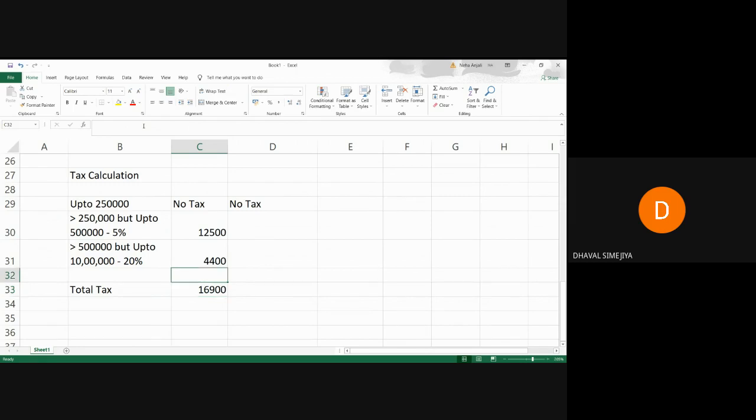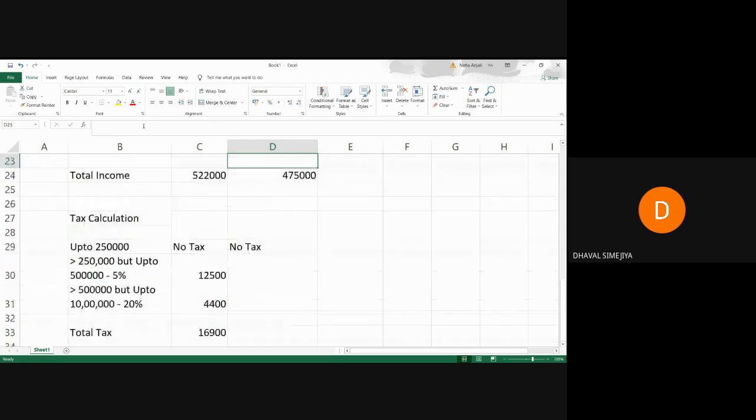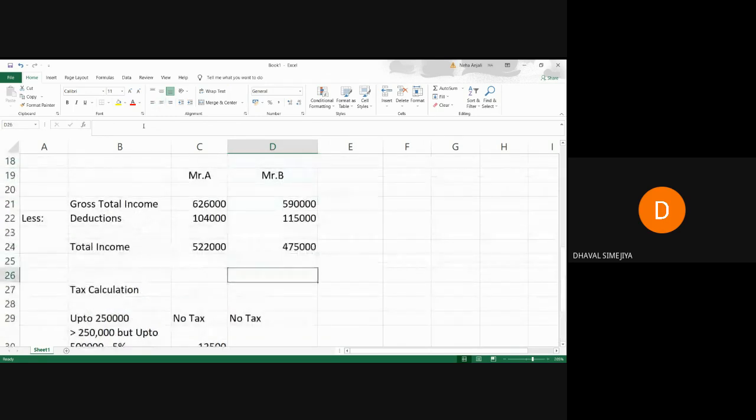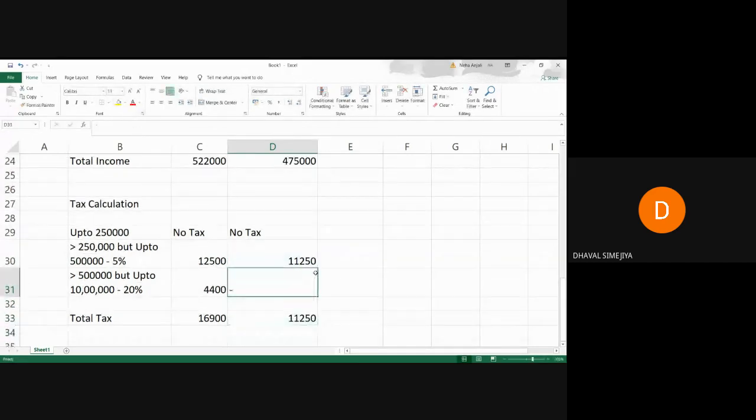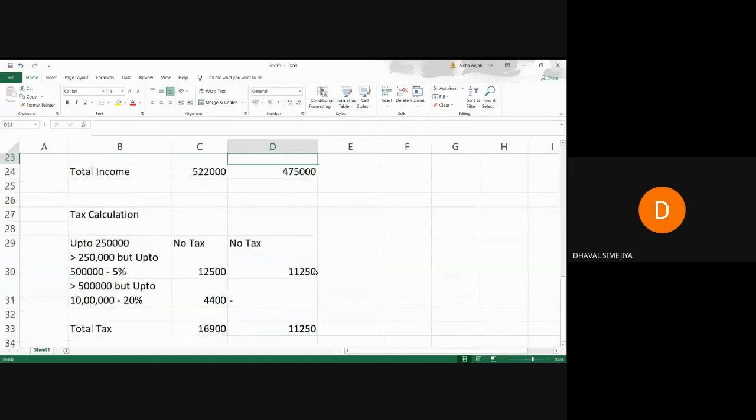16,900 rupees. Now similarly for Mr. B, total income is 4,75,000. So I have to calculate 4,75,000 minus 2,50,000 rupees that we have already considered, multiplied by 5%. Tax payable will be 11,250. Here we do not need to calculate income more than 5 lakh. Why? Because Mr. B is earning 4,75,000 rupees only.